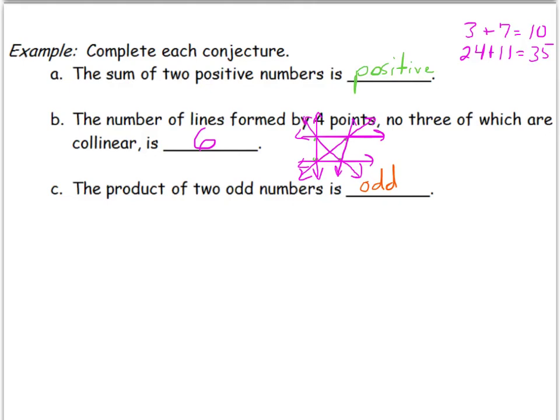In C, the product of 2 odd numbers is odd. If I take 3 times 3, I end up getting an odd number. What if I took 5 times 1? It's odd again. Or 7 times 9, we get 63. I'm noticing the pattern there where I'm always ending up getting an odd value out when I take the product of 2 odd numbers.